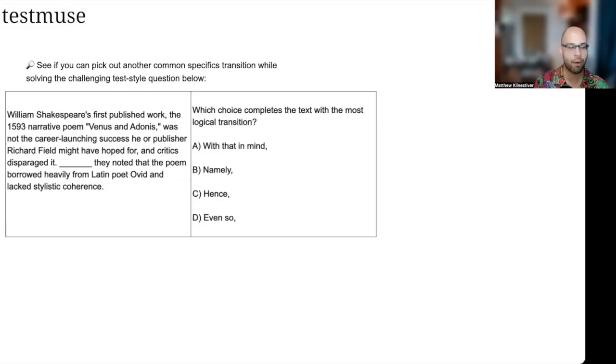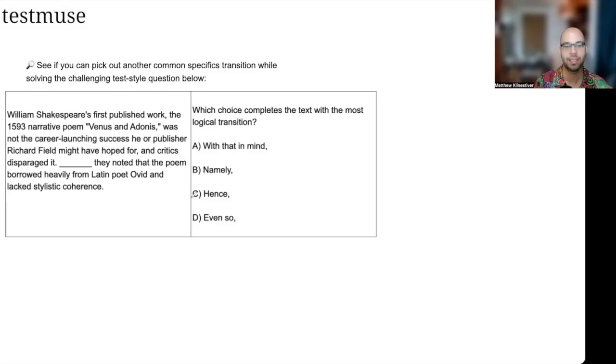All right. Now, I'll say there's no contrast there, right? So we could eliminate that. They disparaged it or criticized it, therefore they noted the poet did these things. Not really, right? There's no cause and effect. So I can get rid of any contrast or cause and effect here. Now, you guys may not be familiar with some of these words, and I'm trying to introduce them for that reason, okay? So these are all kind of hard answer choices.